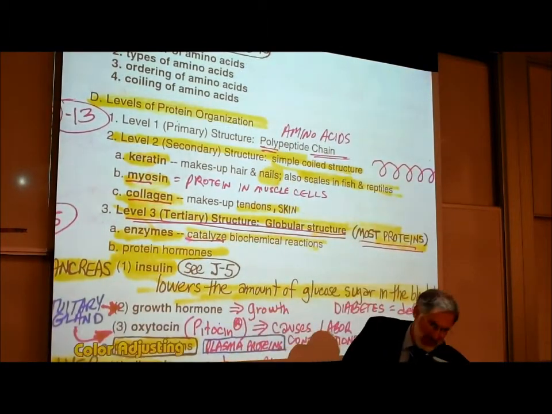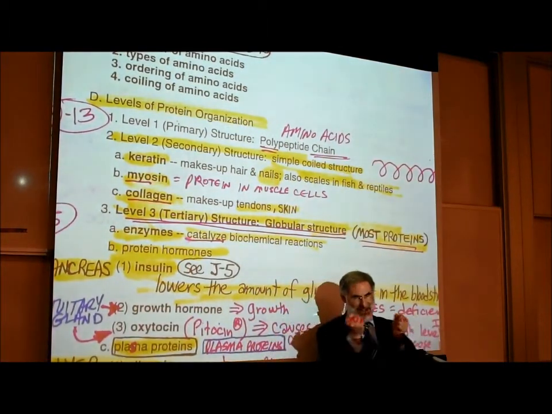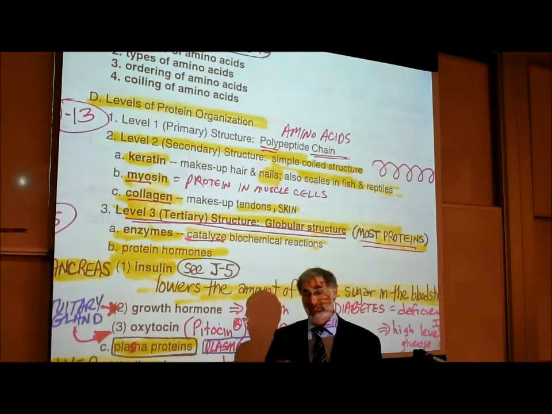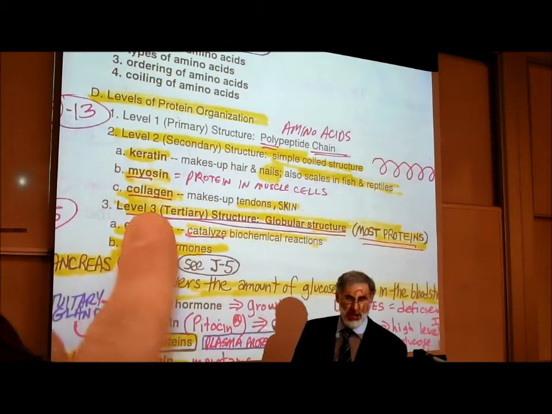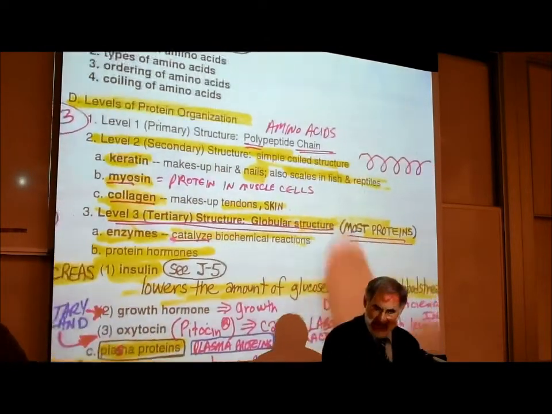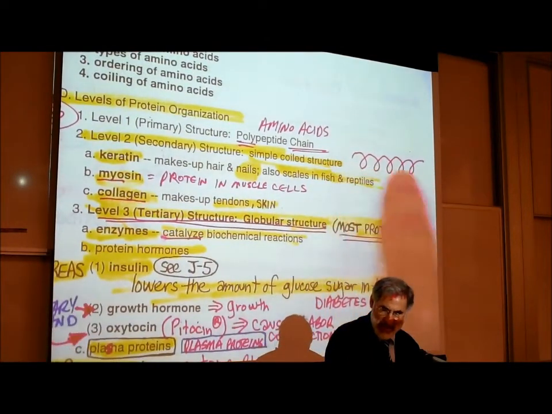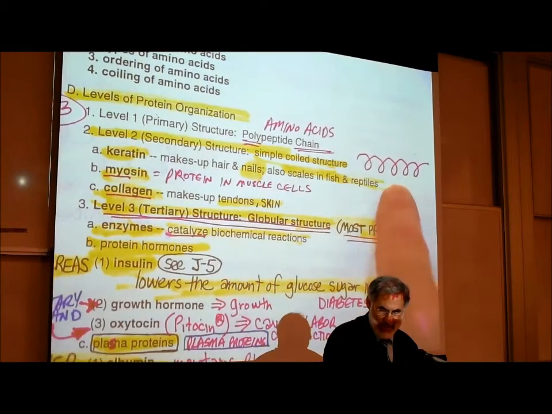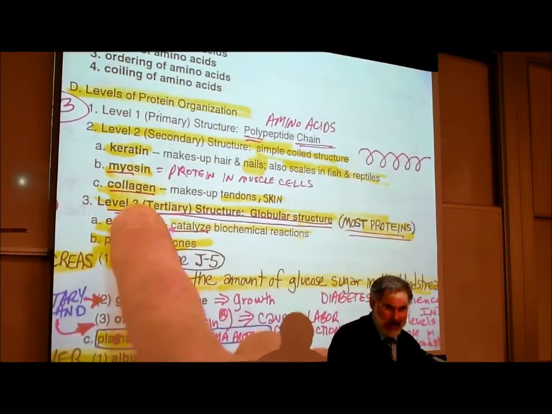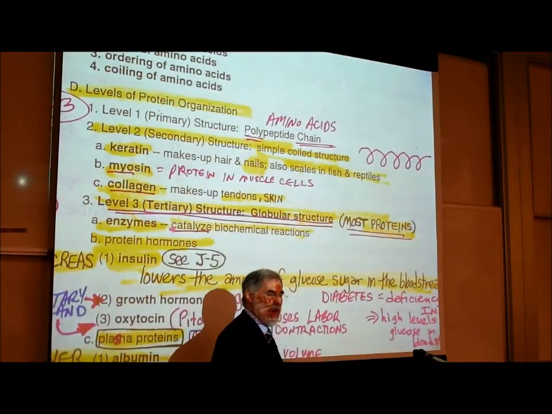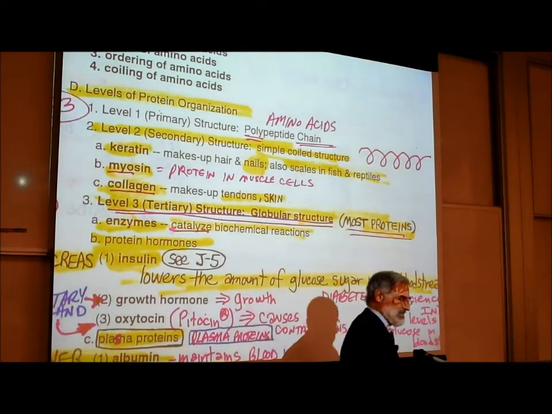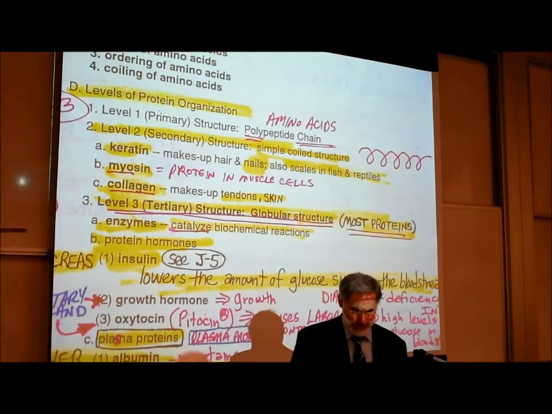And this is a protein found in muscle cells that is needed for muscle contraction. It's found in our muscle cells. It's found in all muscle cells. Another protein that has this kind of coiled, simple secondary coiled shape, like a slinky, is a protein called collagen. Collagen is a protein that makes up our tendons. It's in our tendons. It's also in our skin.